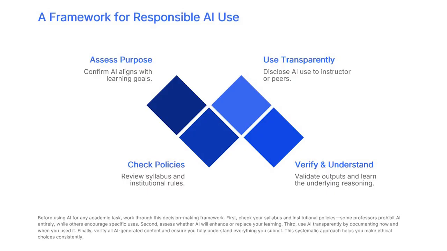And then use transparency. Always disclose AI use to your instructor or your peers. It doesn't matter what the assignment is, even if you have to write it in the feedback in your Blackboard, just throw it in there just in case. Your instructor might not even look at it, but you know without a doubt that you put that information in there and let them know this is what I used AI for.